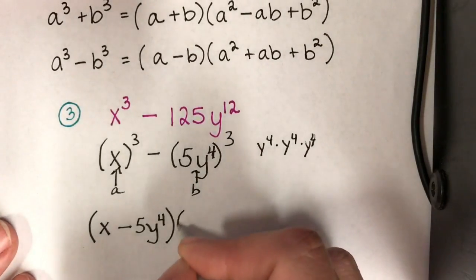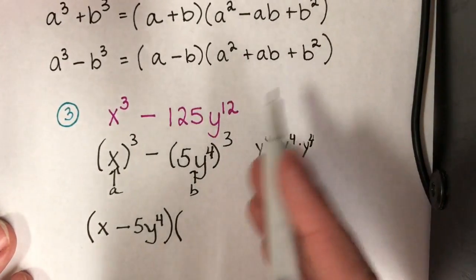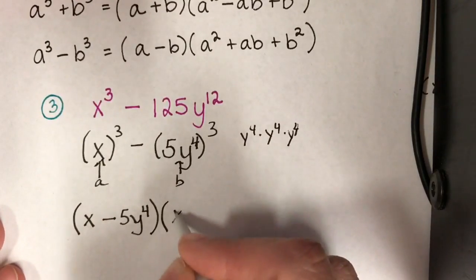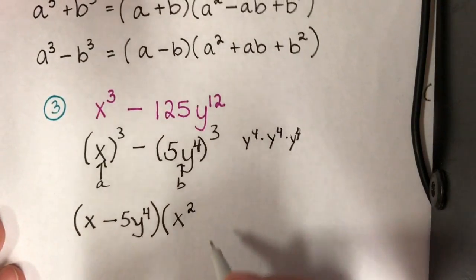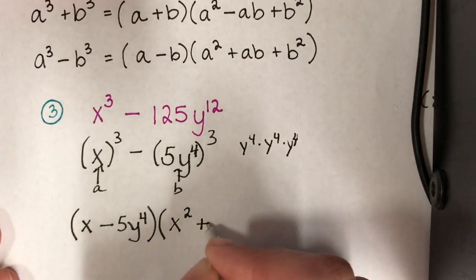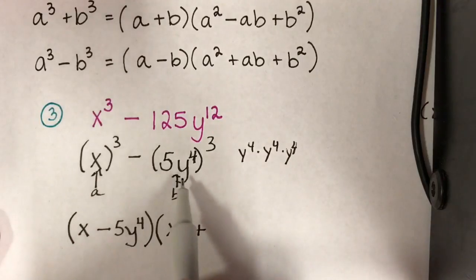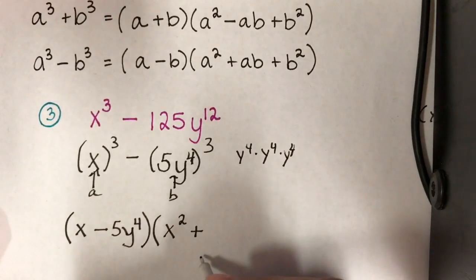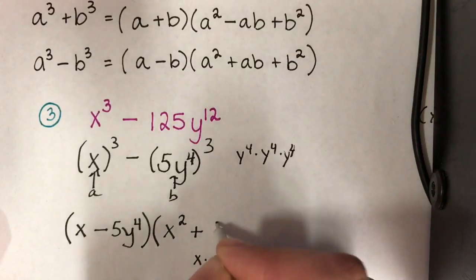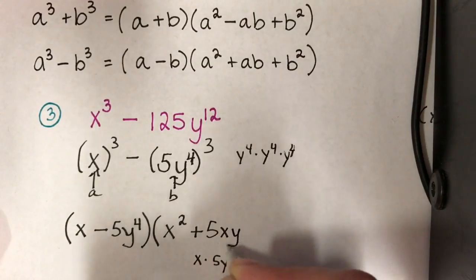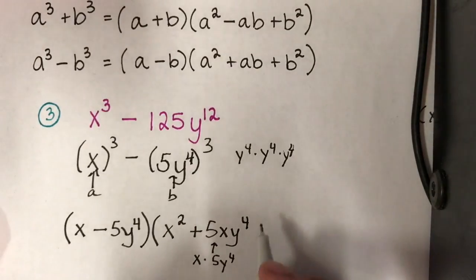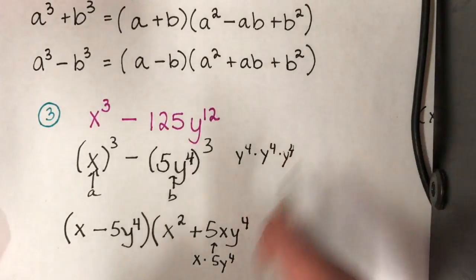And then I've got A squared. A was x, so that's x squared, plus AB. Well, that would be x times 5y to the 4, which would be 5xy to the 4. And then my last part is plus b squared.